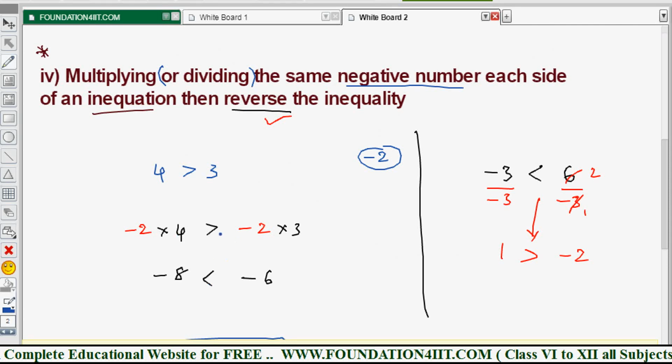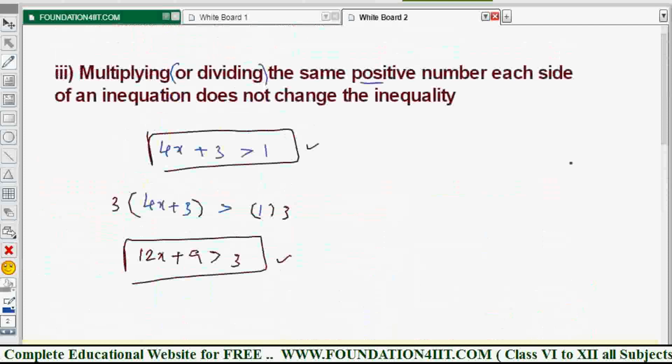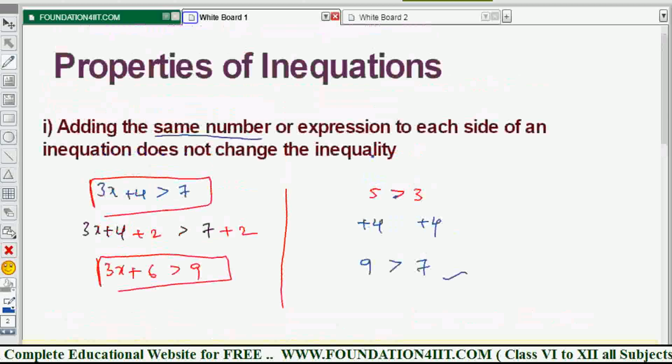So after multiplication, what happens to the inequality? Greater than becomes less than, less than becomes greater than. That you have to change. So this fourth property is important. So these are the four important properties. When you are doing the problems, you will use these properties of inequations. Now let us see how to solve linear inequations with one example.